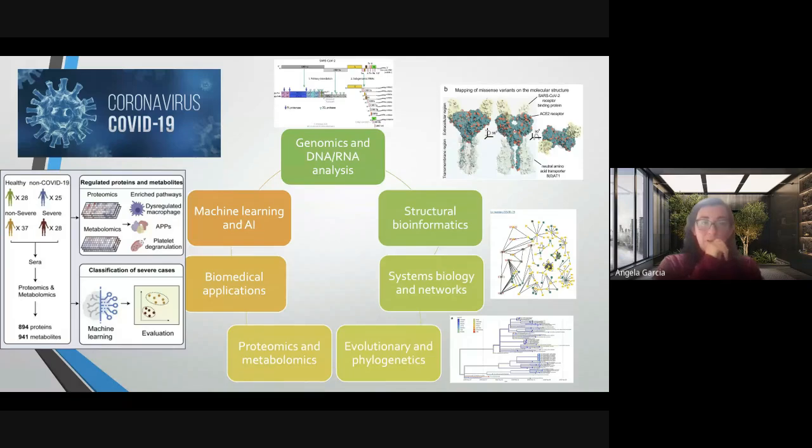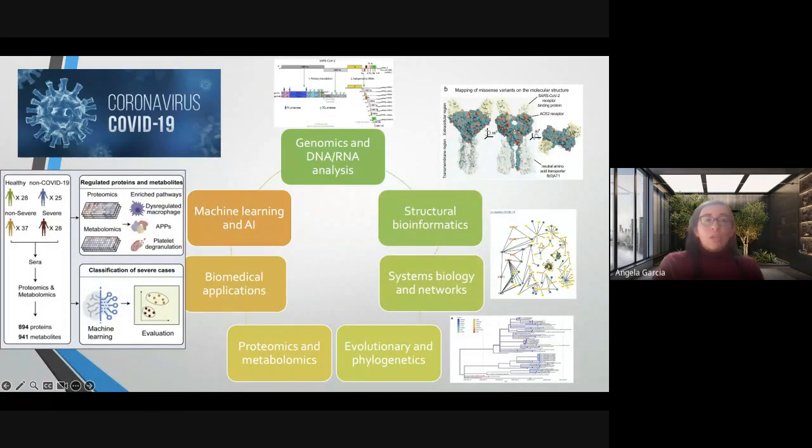And the latest article that I wanted to show is precisely one that combined proteomics and metabolomics, biomedical applications, and machine learning. And this was to try to predict, from just the metabolites from the serum in humans, how severe the cases of COVID-19 would be.